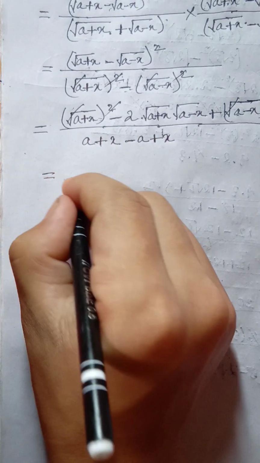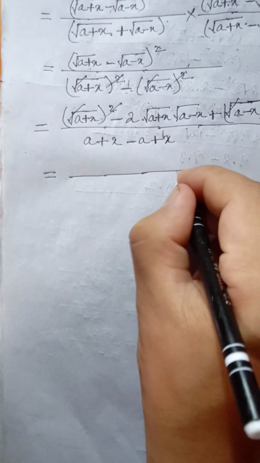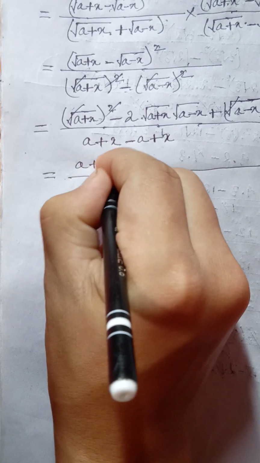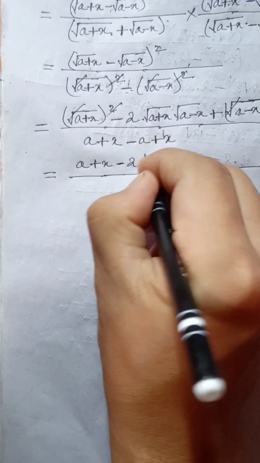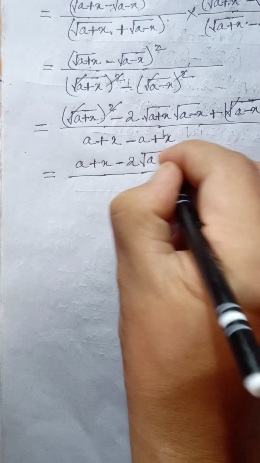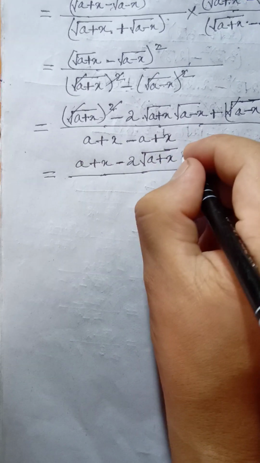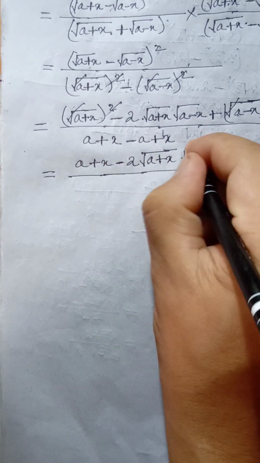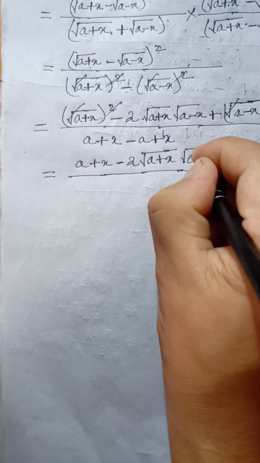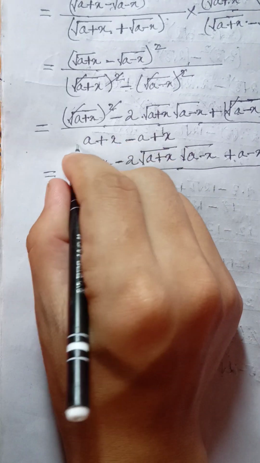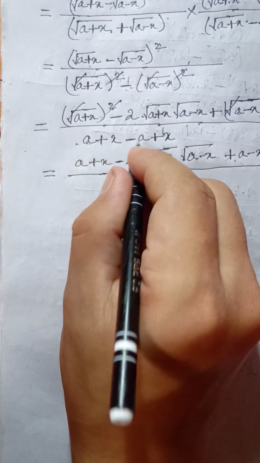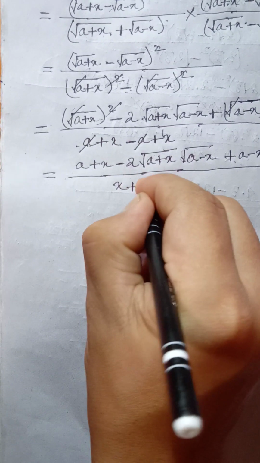Okay, so after that, what will you get? That is a plus x minus 2. If you multiply this 2 times root over a plus x into a minus x, you will get this one. Plus a minus x. Here there is minus, here it is plus. If the values are same, you can cut in this case. Okay, x plus x.